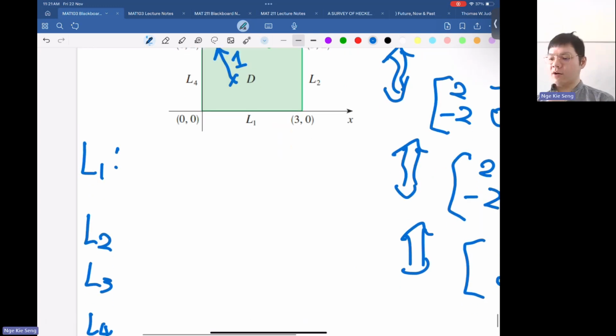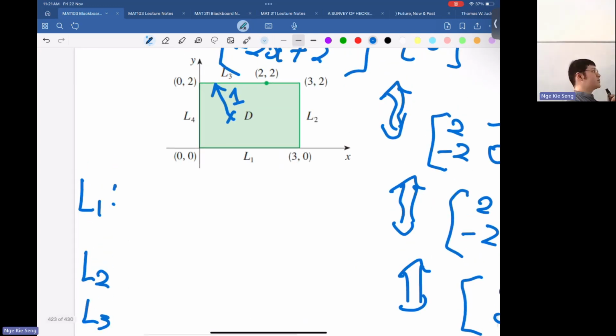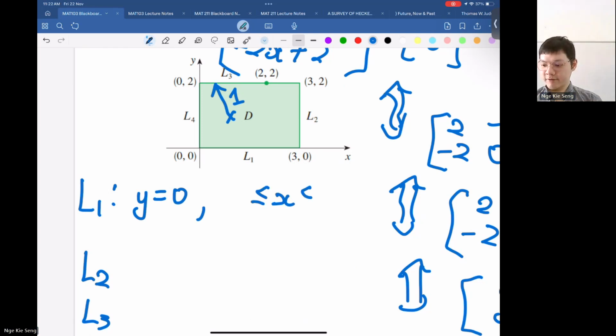So you can see that L1 is a horizontal line that contains (0,0) and (3,0). How to draw a horizontal line? y equals 0. Okay, but y equals 0 is the whole line, right? So we want to restrict the x from where to where? From 0 to 3 only. I don't want the whole line. I just want x from 0 to 3.